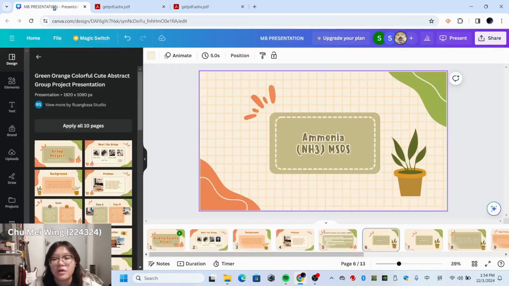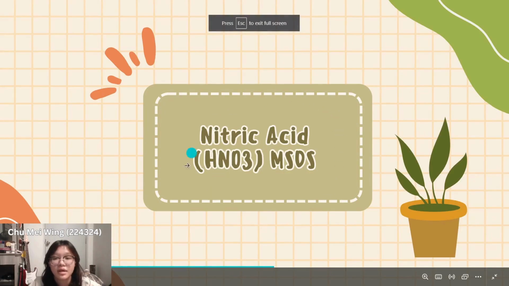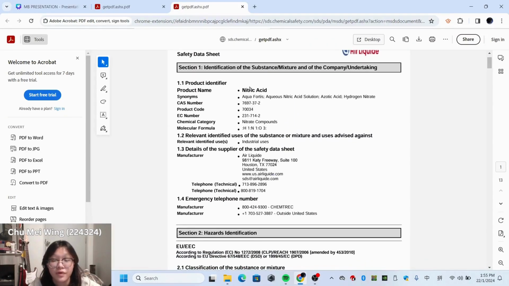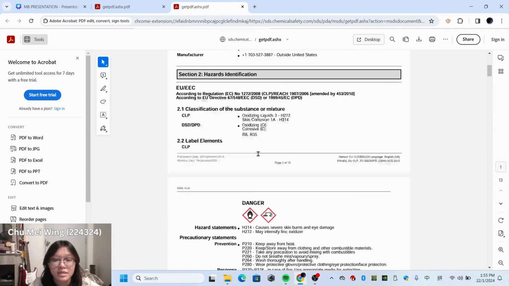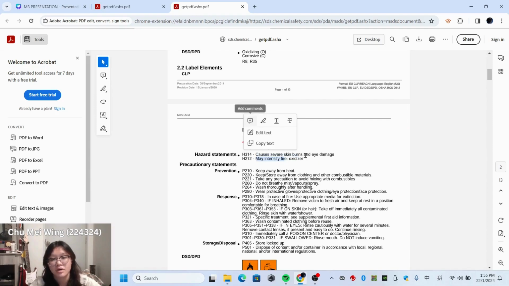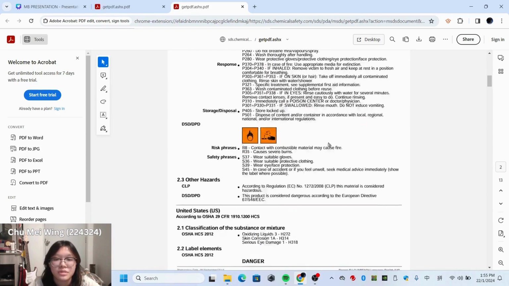And then for the next MSDS, that is the nitric acid MSDS. So here is the MSDS for nitric acid. Under the hazard statement section, it can cause severe skin burns and eye damage, and it may intensify fire as an oxidizer. So one of the preventions is that we should keep away from heat and store away from clothing and other combustible materials.